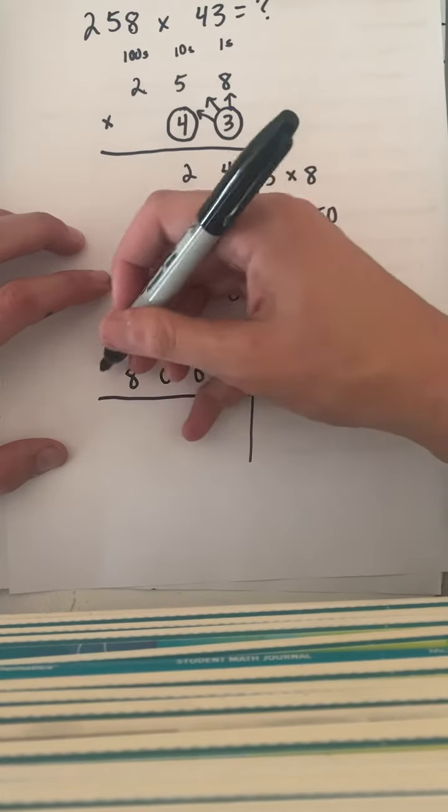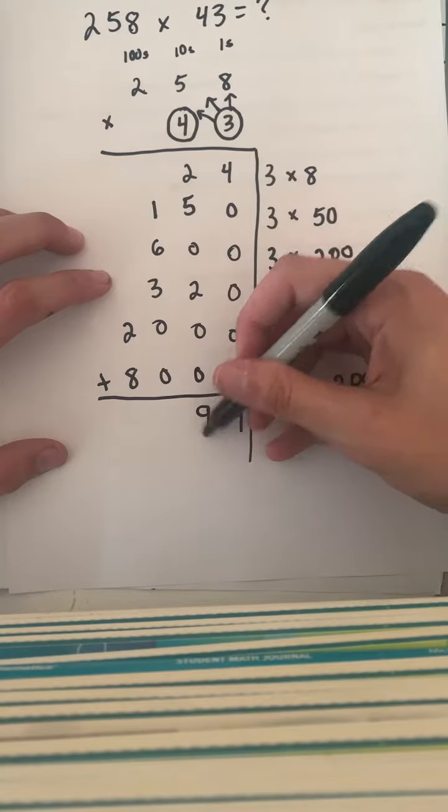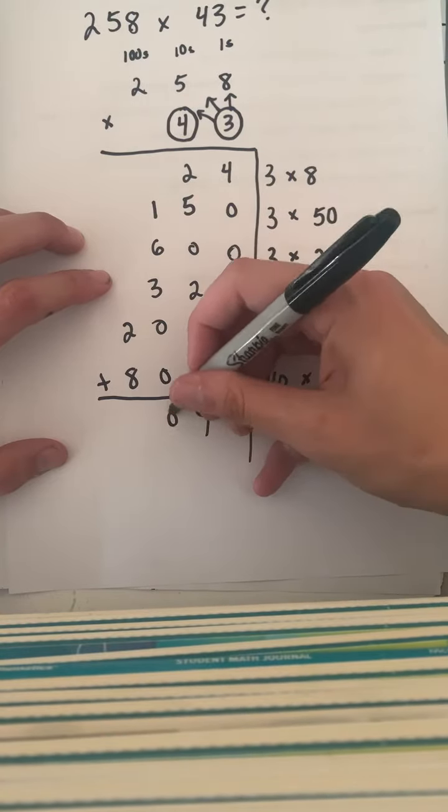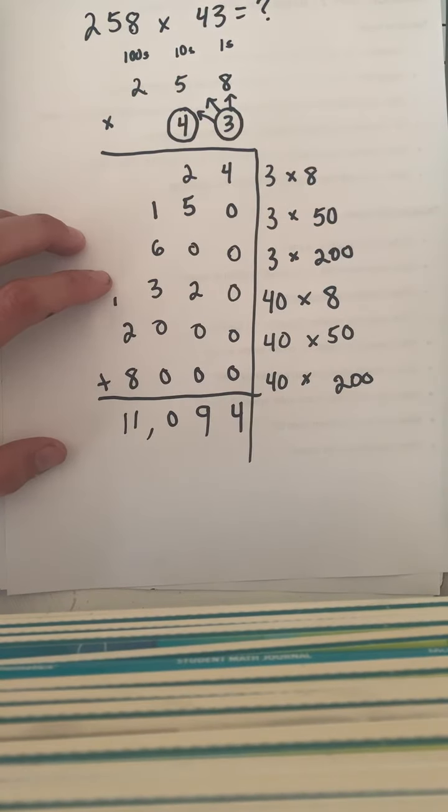Once I have all my parts done, I simply have to add them up. So 4, 9, 10, carry the 1, and 11. My answer is 11,094.